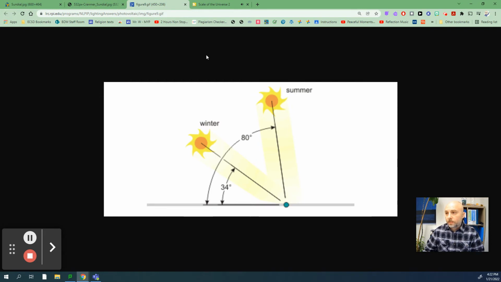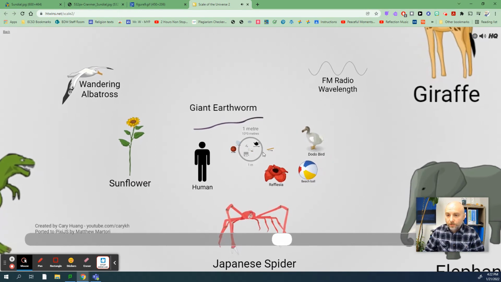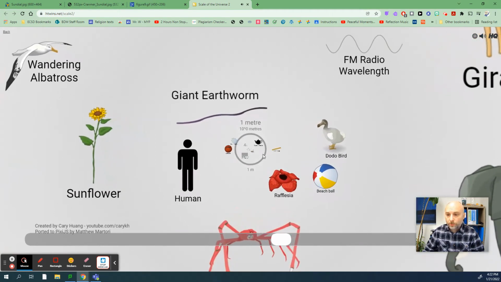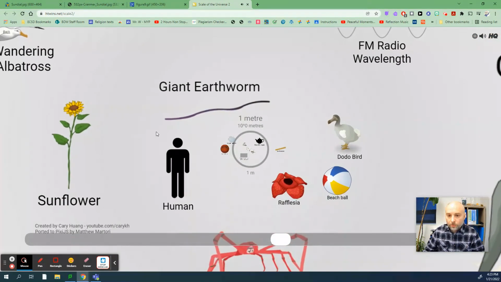And finally, the last thing, there's this website called The Scale of the Universe. It's a really neat website. I'll put it on the Google site for you. You can zoom in and out, and you can see the relative size of objects here on Earth and in the universe. So here's about the relative size of an adult human.